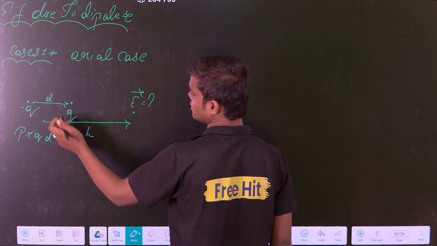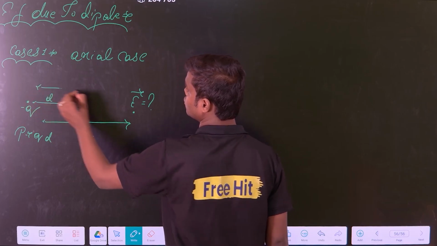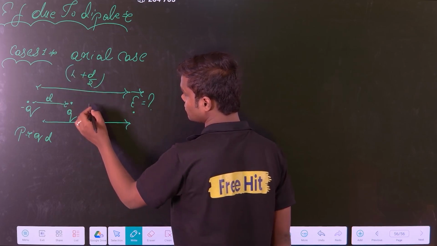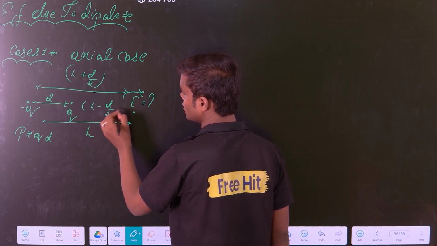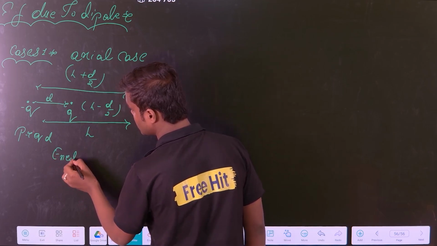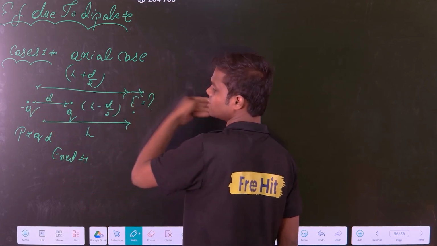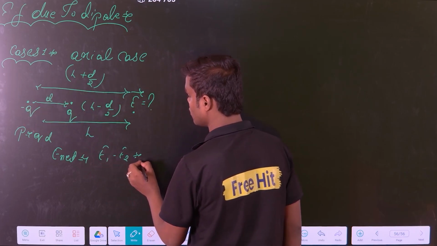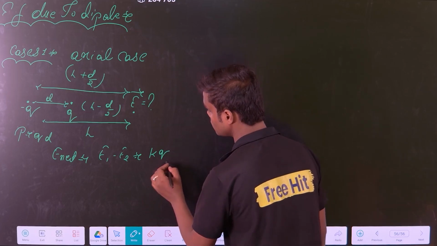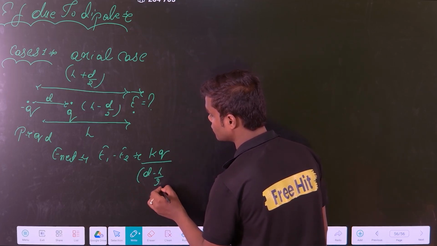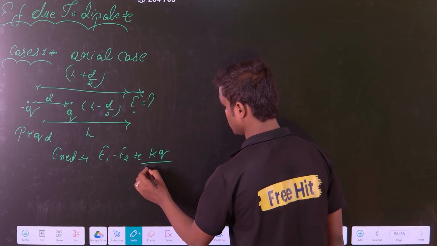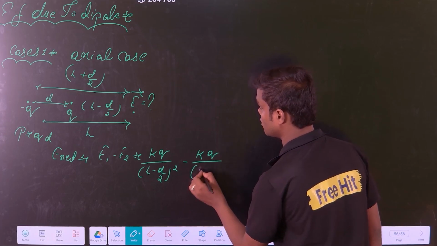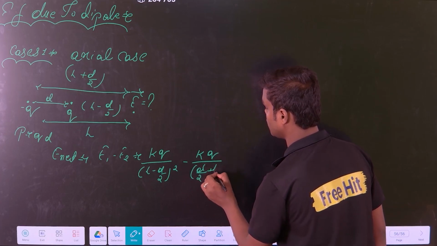If this distance is L from the center, what is the distance from this charge? The distance will be L plus d by 2. Correct? And what is this distance? L minus d by 2. Correct? So what is my E net? Due to this charge, the electric field will be in this direction, and due to this charge, the electric field will be in this direction. So E net will be E1 minus E2. That is KQ upon L minus d by 2 whole square minus KQ upon L plus d by 2 whole square.